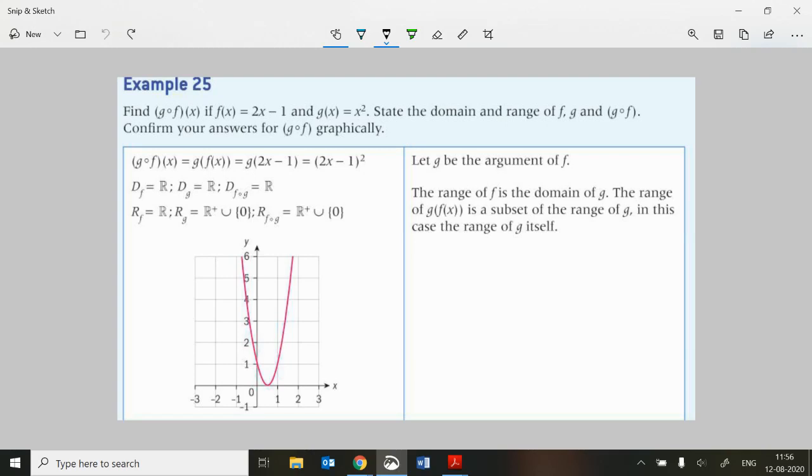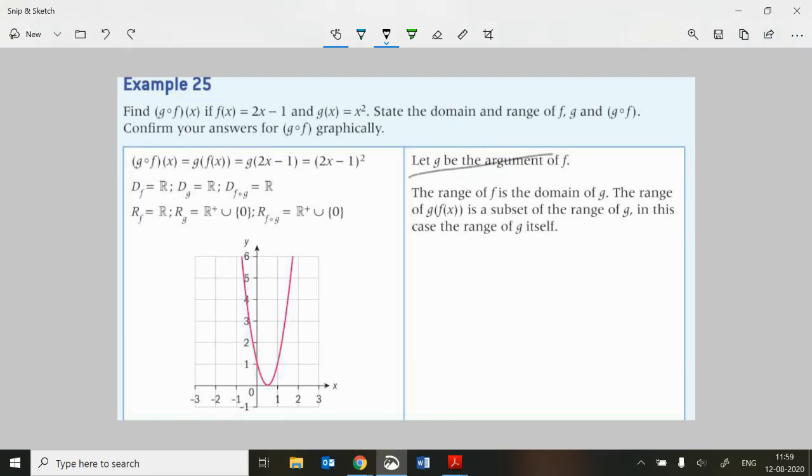By the way, it says here, let g be the argument of f. I think it's the other way around. I might be wrong, but I think that f is the argument of g. Remember, the argument is normally x. It's what you're putting in. It's the independent variable, and we're putting in f of x here. So I think f of x is the argument of g. I might be wrong, but I think that's wrong.